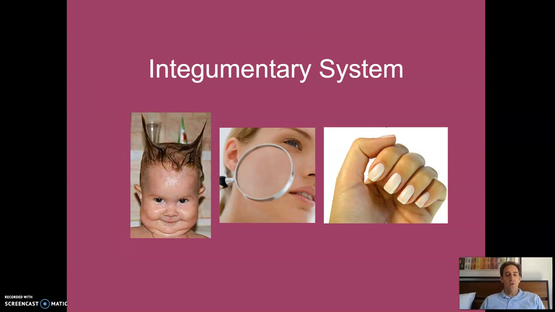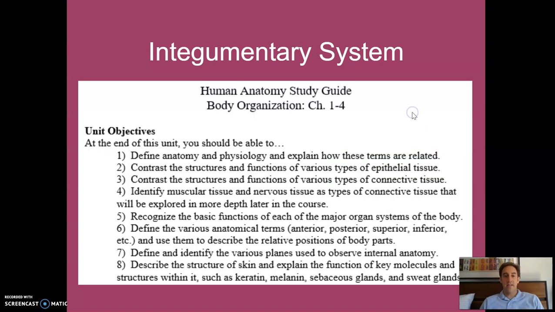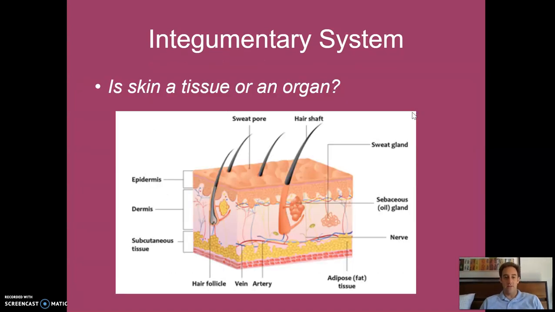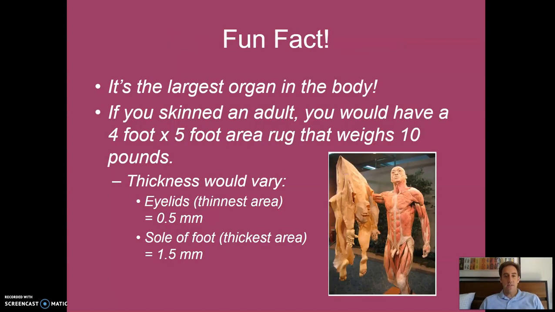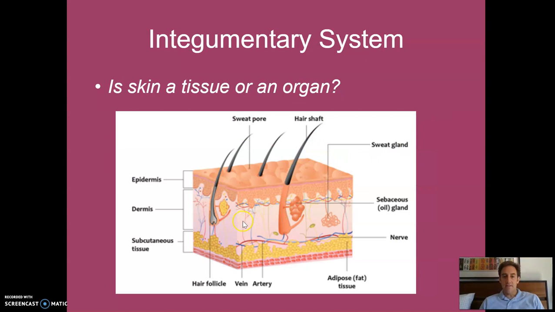Okay, so the last section of this introductory unit is on the integumentary system. The integumentary system refers to your hair, your skin, and your nails. And so let's take a look at what that is. First of all, is skin considered a tissue or an organ? Any thoughts? Turns out it's an organ. And the reason it's an organ is because it consists of many types of tissues working together.